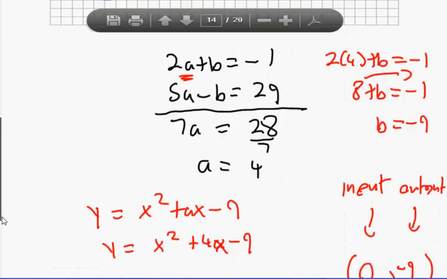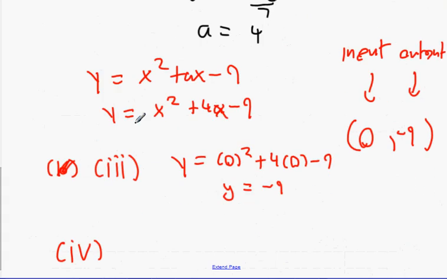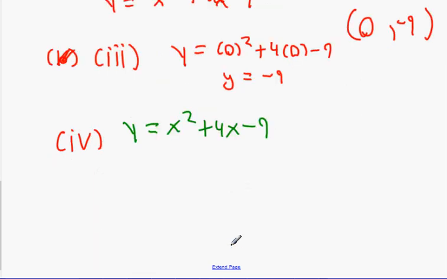Now, what is the y value along this line? Y equals 0. Our output equals 0. Go back to your equation. Which one of these is 0? Is x 0 or is y 0? Y is 0 because it's crossing the x-axis. So 0 equals x squared plus 4x minus 9.